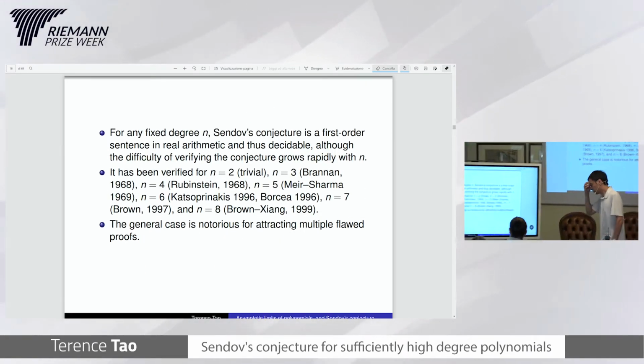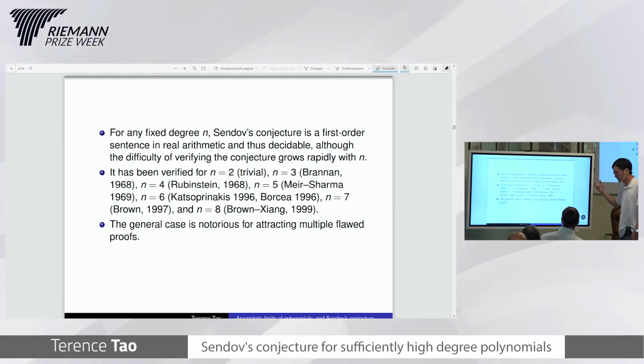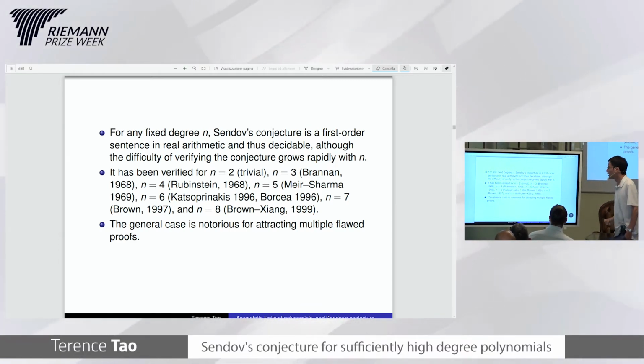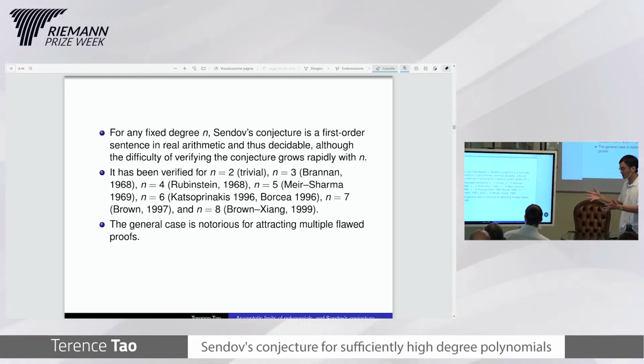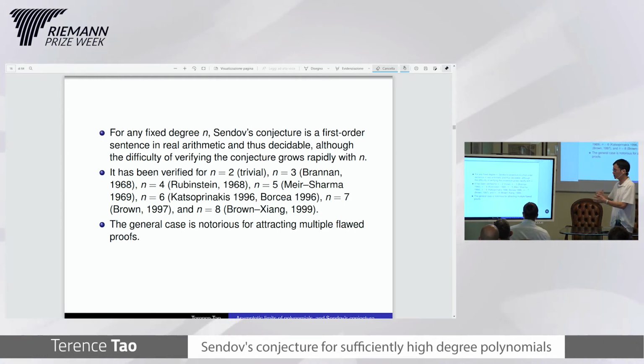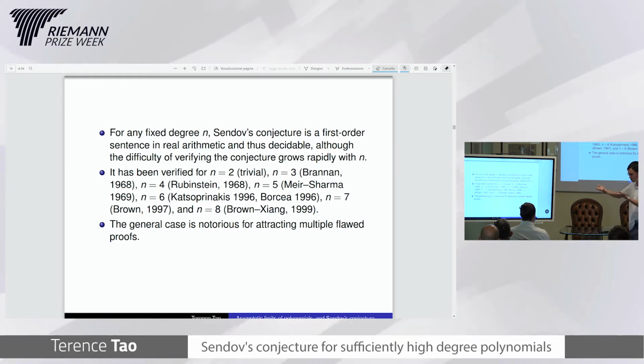If you fix the degree, so if you're only interested in polynomials of degree 7, say, then this is just a question about a polynomial of degree 7, which can be described by 7 coefficients. So you just have 7 zeros, 7 complex numbers, and that gives you the polynomial if it's monic. And this conjecture is basically a statement of some elementary inequality involving 7 complex numbers. And then you have to take derivatives and take zeros. You have to solve some algebraic equations. But it's a first order sentence in arithmetic of complex numbers or real numbers.